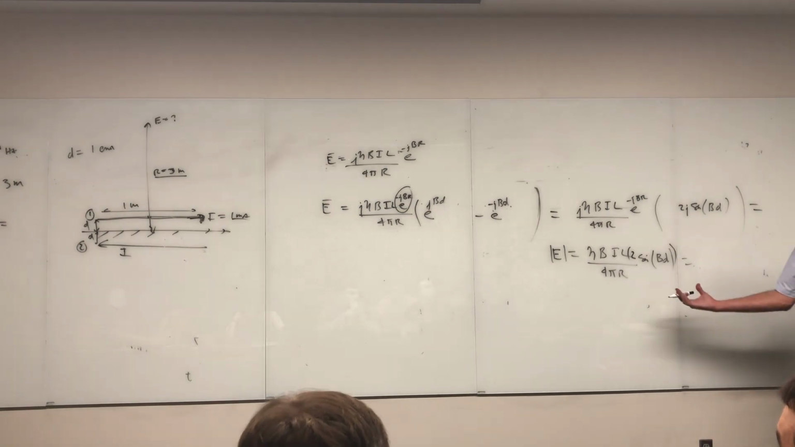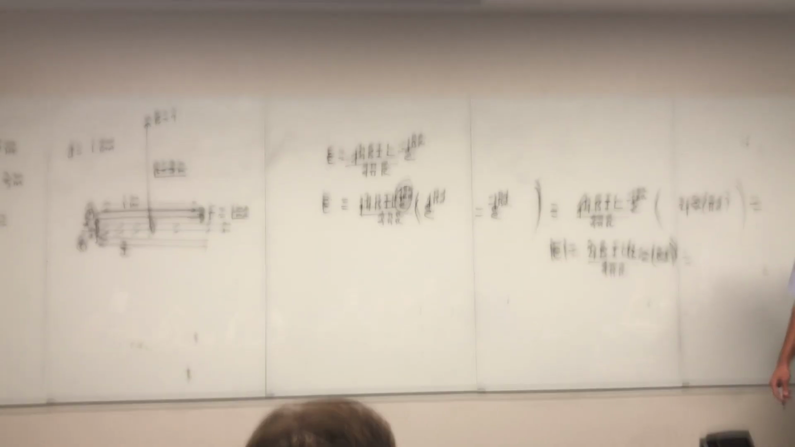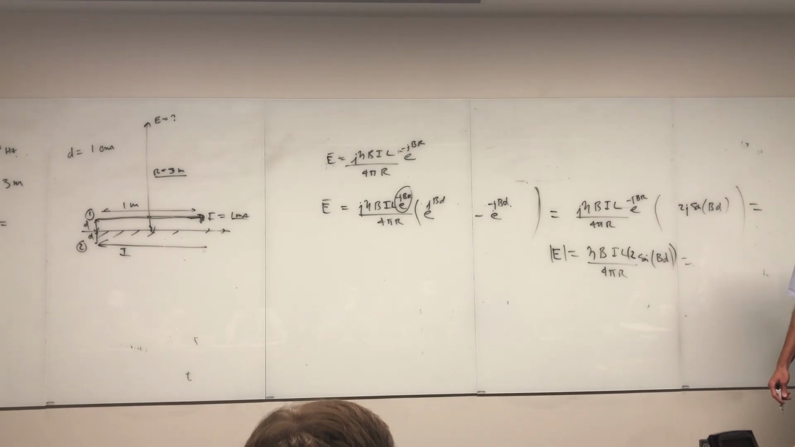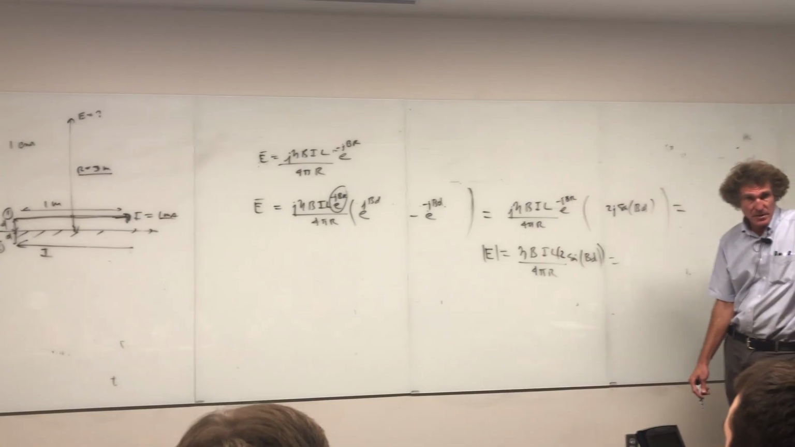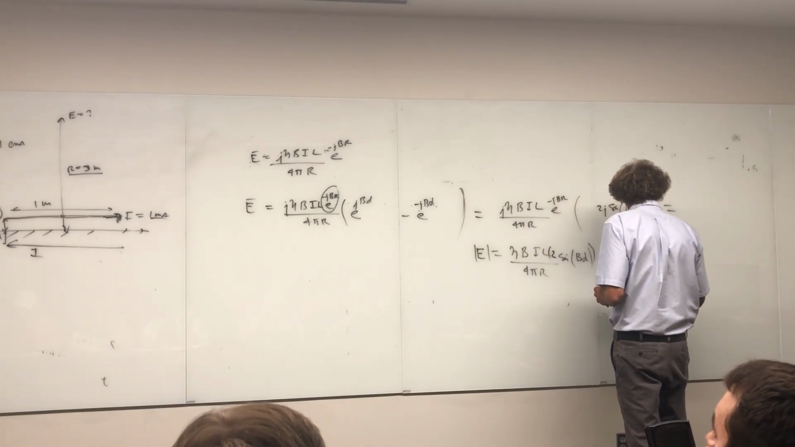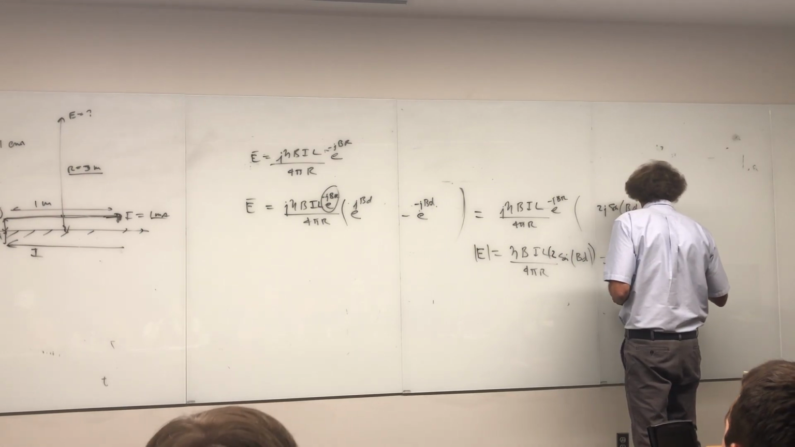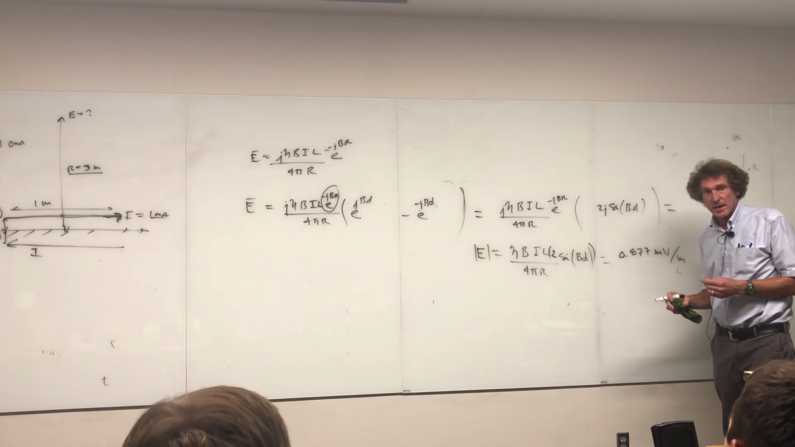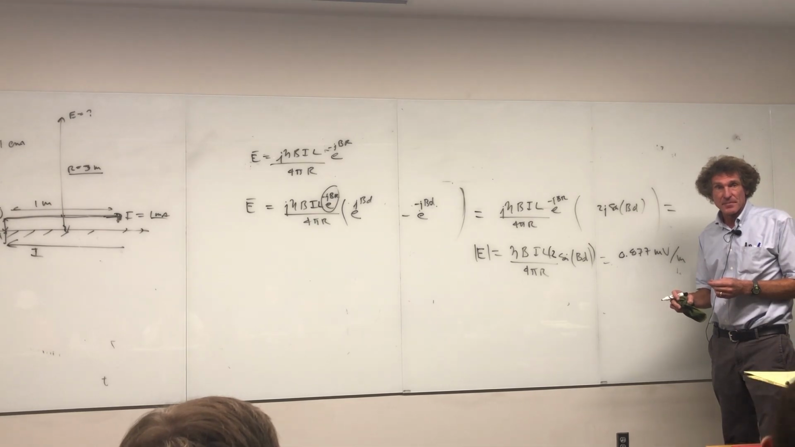This was the good problem. This was the challenging problem. 0.877 millivolts. Can you see what the answer is? Is that square with the answer? Yeah. All right. 0.877 millivolts per meter is the E field. And that's a good problem.